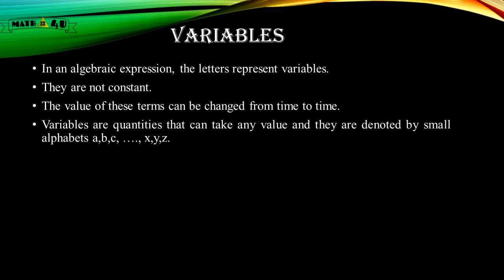What are variables? In an algebraic expression, the letters represent variables. They are not constant. The value of these terms can be changed from time to time. Variables are quantities that can take any value and they are denoted by small alphabets a, b, c, etc.